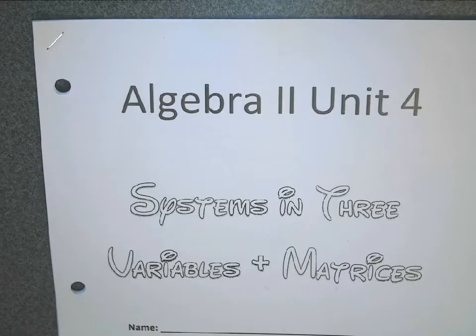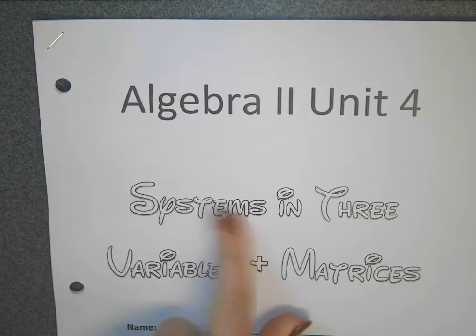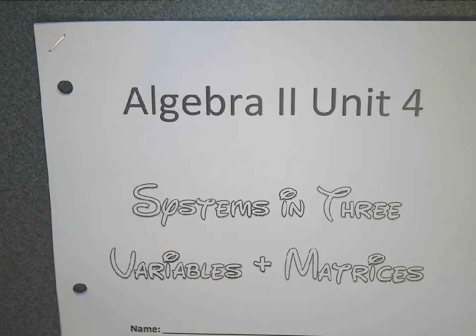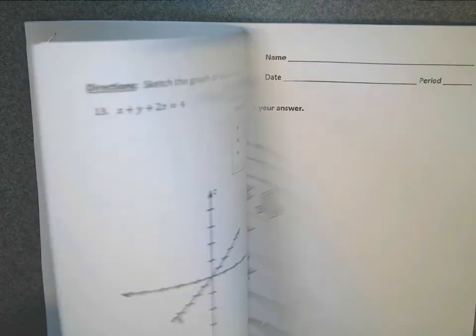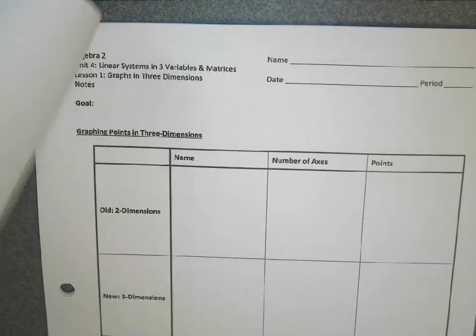All right, so again, Unit 4 is going to be systems in 3 variables, and then we're also going to add matrices. So we're still working in systems, but before you were working in systems in 2 variables for equations and inequalities. Now we're going to be working in 3 variables. So we'll have more than just x or y.